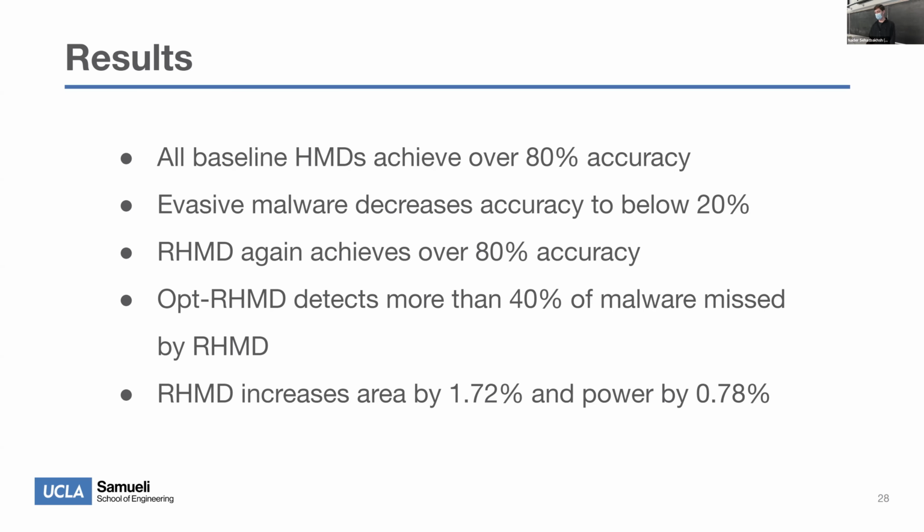And then a further 40% was able to be gained by using the opt RHMDs. So 40% of that malware that was missed by RHMD was able to be classified correctly by opt RHMD. And finally, the RHMDs were shown to increase the area of an open source x86 SoC by approximately 1.72% and the power by 0.78%.